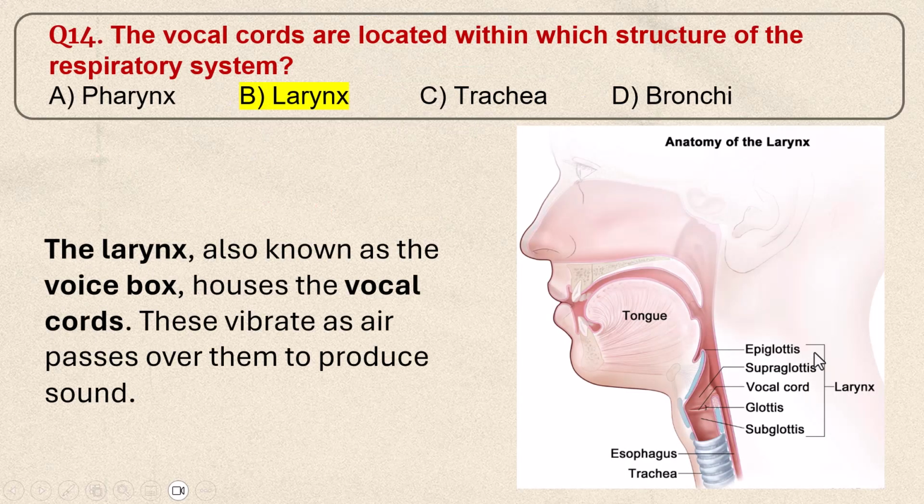Larynx. When you look at the anatomy, you can see the larynx includes the epiglottis, supraglottis, vocal cords, glottis, and subglottis. The larynx, also known as the voice box, houses the vocal cords. These vibrate as air passes over them and produce sound.